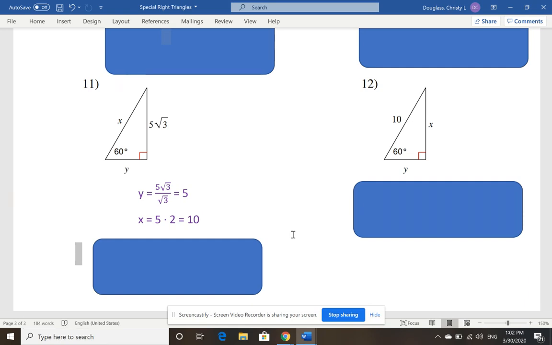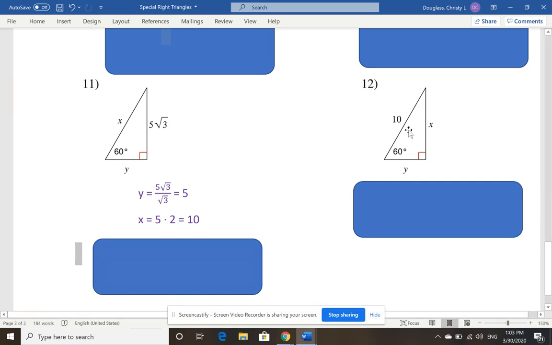All right, let's take a look at question 12. What are we given? We are given the hypotenuse of this 30, 60, 90 triangle. What I don't know are the legs. I don't know the short leg, which is this one here represented by Y. I also don't know the long leg, which is represented by X. Which leg do I need to find first, the short leg or the long leg? Hopefully you answered the short leg. I know X comes before Y in the alphabet, but it would be much easier to go ahead and find Y, the short leg, first.